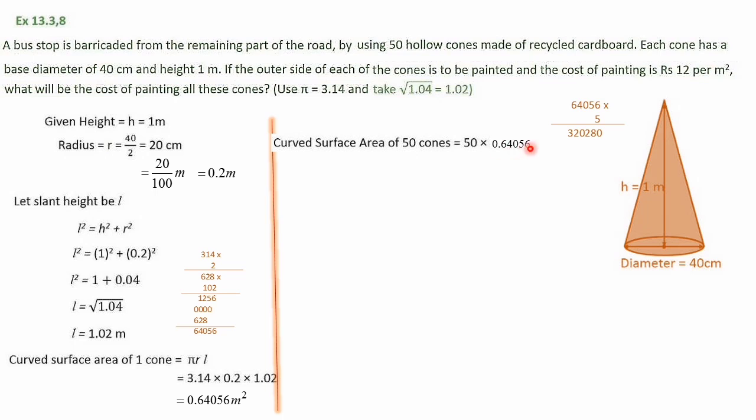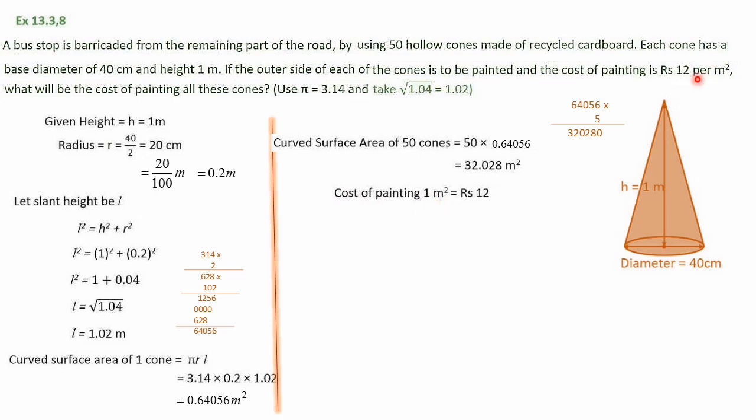Here after the decimal total 5 digits are there. Here 10 is there, multiplying with 10. That means one decimal place will be removed, so the balance is 4 places. So here we will get the answer as 1, 2, 3, 4. Means you have to keep the decimal between 2 and 0. So 32.028 meter square.